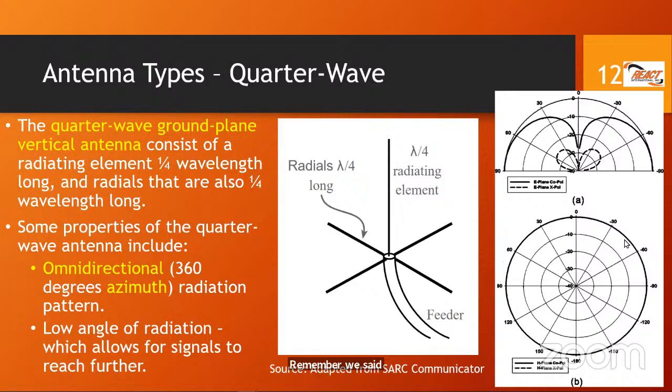So if we were to look here, we are actually looking at this antenna from the top. We're looking down into the antenna. You'll notice that the radiation pattern is 360 degrees all around, or what we call omnidirectional. So this antenna will radiate the energy, the radio signals, in all directions like this. So this is the radiation pattern when you look down.